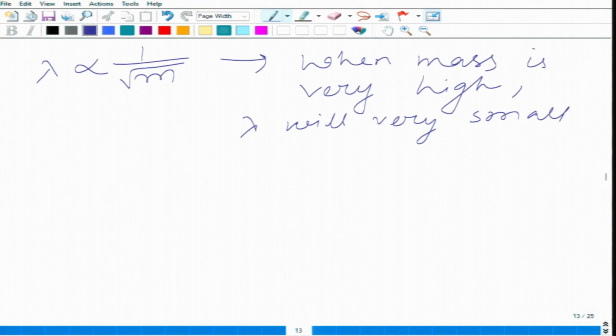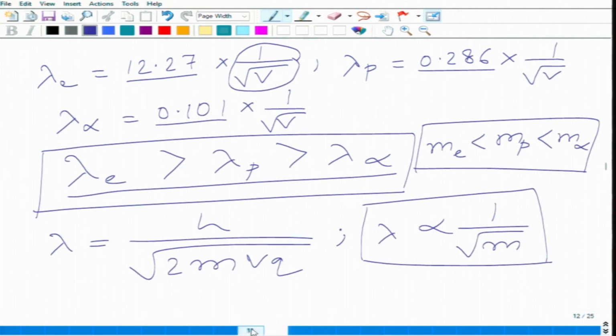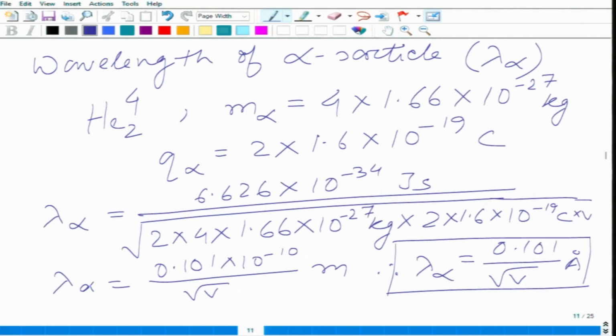So, for electrons and protons we have seen that the wavelength is obtained in terms of 10 to the power minus 10 meters, which is in the angstrom scale. Whereas the mass of electrons and protons lie in this range, that is 10 to the power minus 27 or 10 to the power minus 31.